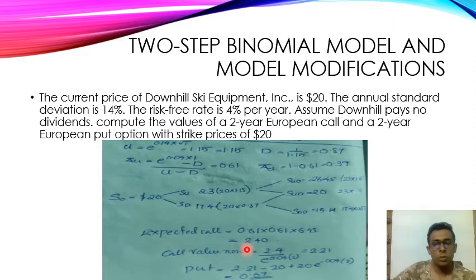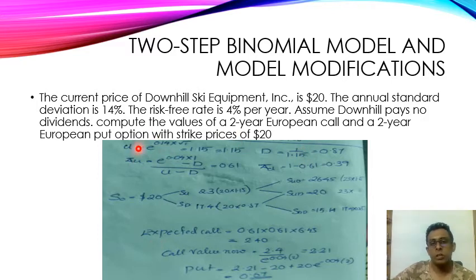We'll have to use the put-call parity function, which gives put is equal to call minus stock price plus strike price into e raised to minus rt. So which gives 0.67. That's how we value put and call using the two-step binomial model.